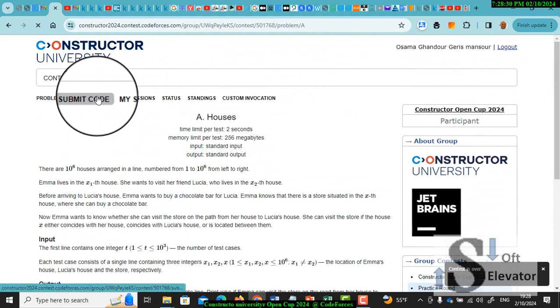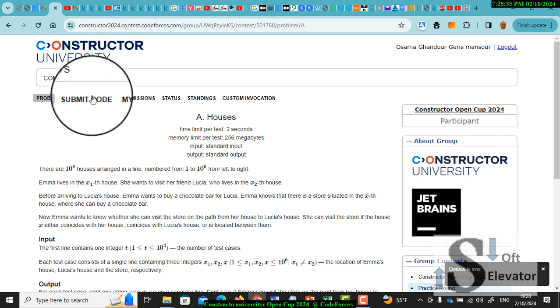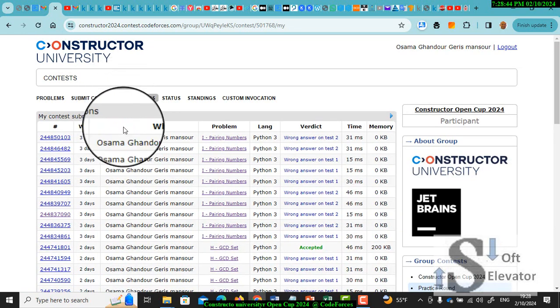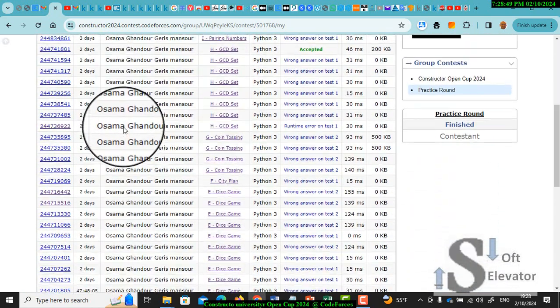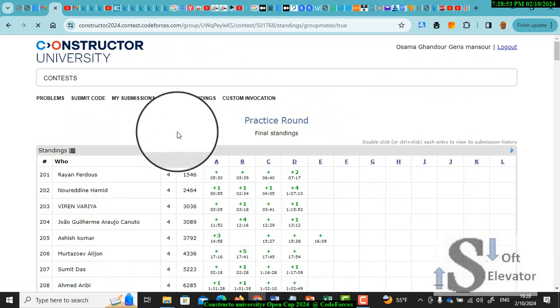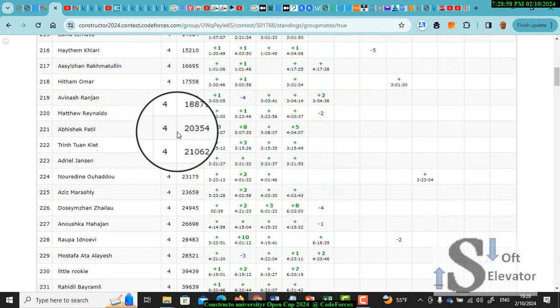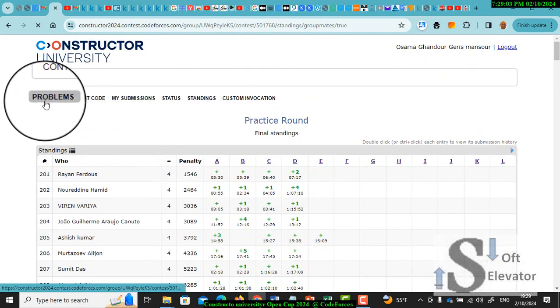When you submit, since the contest is closed now, it does not allow you to submit. If it's open, it will allow you to submit the code. You can see your submissions, the trials you have submitted. You can see your standing, your rank in this tournament or contest. So you are practicing solving these problems.